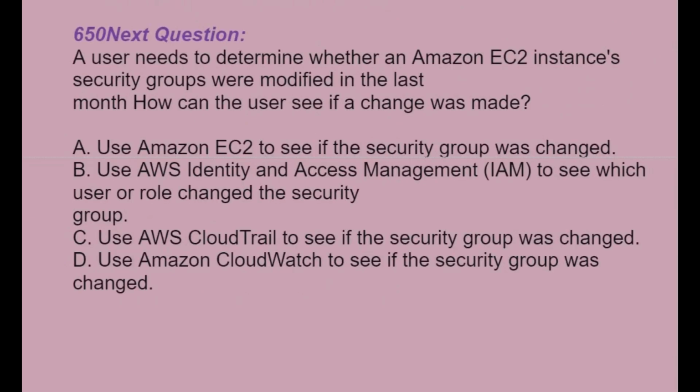Question is, a user needs to determine whether an Amazon EC2 instance's security groups were modified in the last month. How can the user see if a change was made? Option A, use Amazon EC2 to see if the security group was changed. Option B, use AWS Identity and Access Management IAM to see which user or role changed the security group.